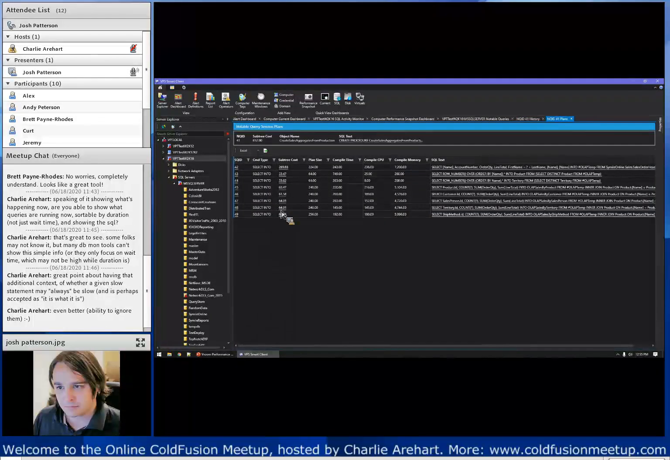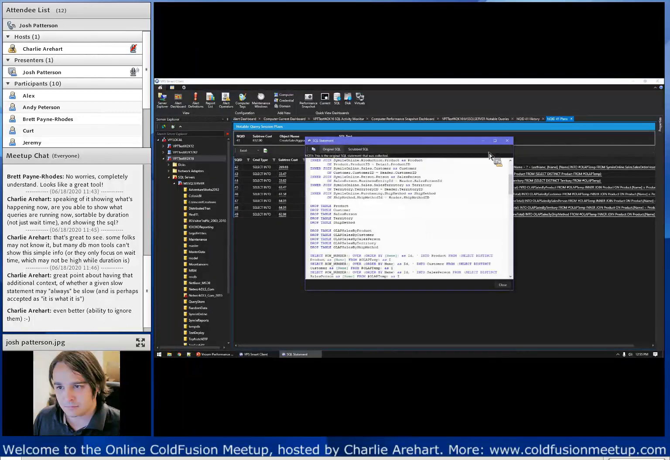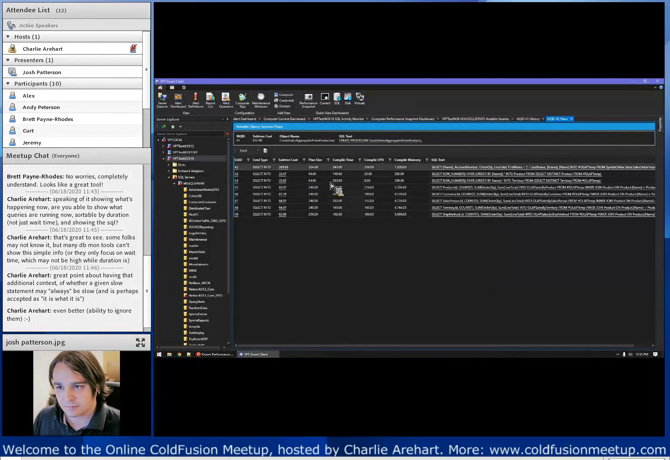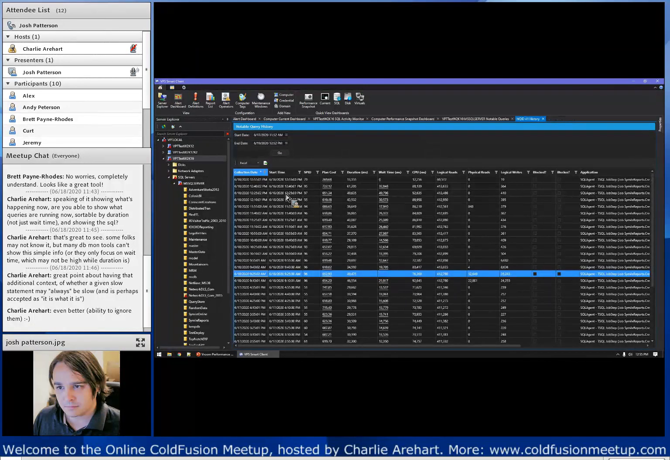I was going to look at the wait types, but you see here, this is create sales aggregations from production. It's a stored proc, but it's got a bunch of individual statements. And what VPS has done is broken down each one of the statements in the sproc and shown each one of their individual subtree costs and plans. So we can drill into those. But I'm here to look at the wait time. The wait time on this one is nothing major.